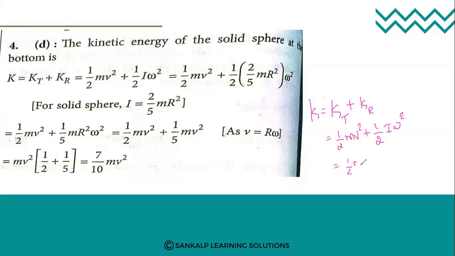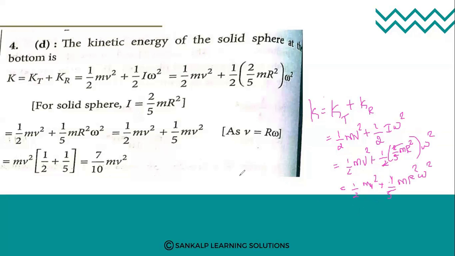So this half mv square we write as it is, plus 1 by 2 I, where I is the moment of inertia for the solid sphere, 2 by 5 mr square, into omega square. Now this value we need to simplify. Keep the half mv square as it is, plus 1 by 2 times 2 by 5; the 2 will get cancelled. Therefore, it will be 1 by 5 mr square omega square. So half mv square plus 1 by 5 mr square omega square.